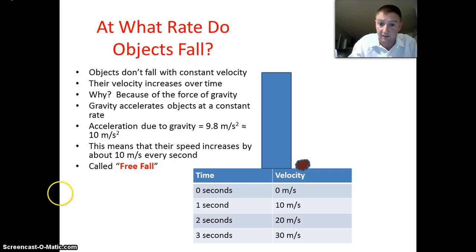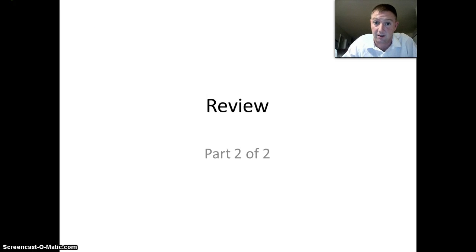So it starts off at rest. After 1 second, it's sped up to 10 meters a second. After 2 seconds, it's going 10 meters a second faster, so I'm at a total velocity of 20 meters a second. After 3 seconds, going 30 meters a second. So I'm getting faster and faster and faster. I'm accelerating. Why? Because gravity's pulling me down. This is called free fall. Okay? Whole section in the book.